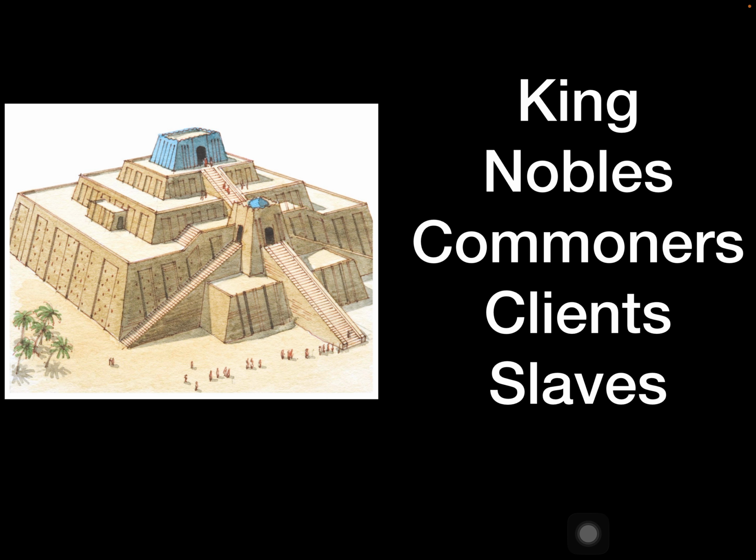Under that, you would have commoners and clients. These are people who have a little bit more control over the direction of their labor and the use of their resources. And then, as in almost all societies throughout history, you would have a slave class who would not be in control of the direction of their labor or the use of their resources. A lot of times not even being able to own property and being considered property themselves.